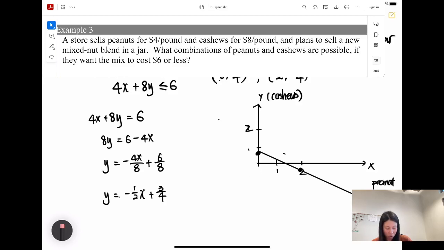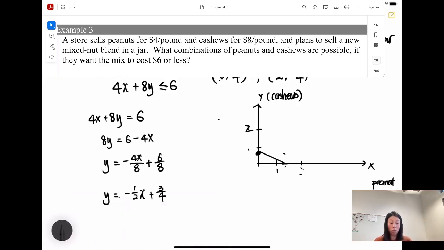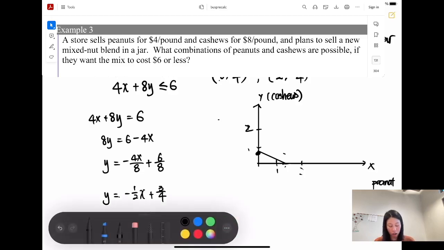So the graph should look like this one. We erase everything that's below 0. So now we just have this. So the plane only has the positive, which is the first quadrant, because we can't have negative pounds of cashew and negative pounds of peanuts. And okay, so again, you can either pick any points to substitute and to test out which one is the shaded area.